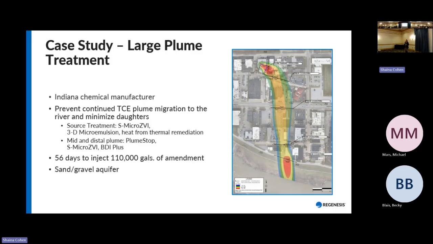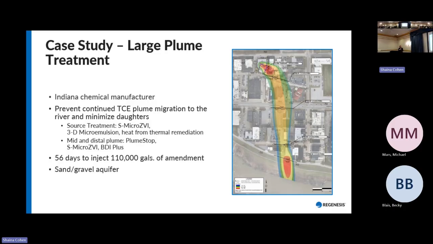So I wanted to highlight a case study here that really is a true combined remedy approach. This was a site in Indiana where we had a pretty big plume that was migrating to the river. Not fun, not great. And this TCE plume, we were trying to address pretty aggressively and quickly. In fact, there was a thermal treatment done at the source area, as well as treatment with a combined approach of zero valent iron and an electron donor to encourage both abiotic and biotic degradation of the TCE.